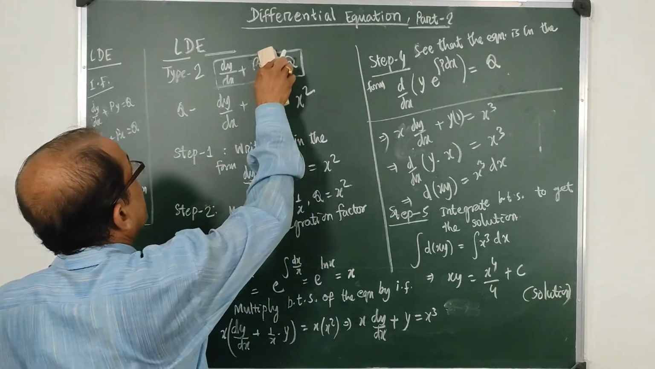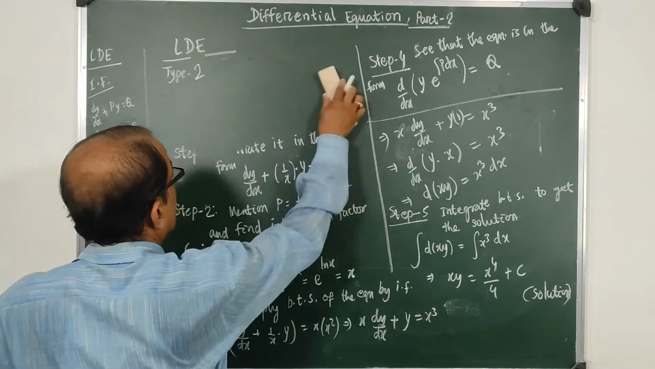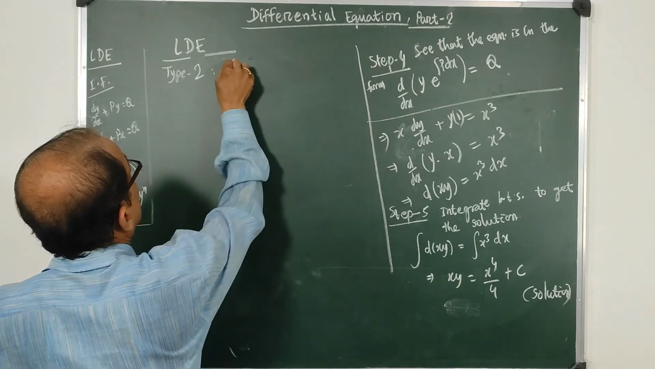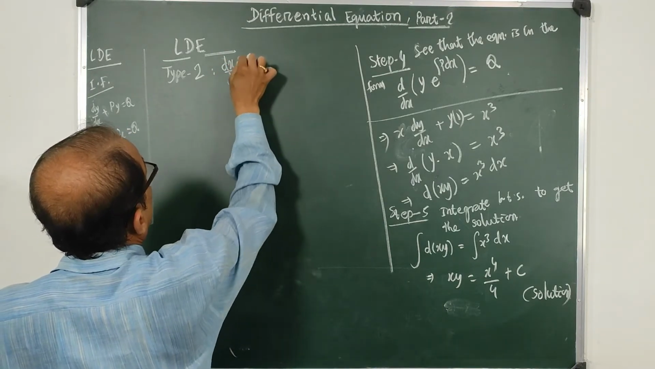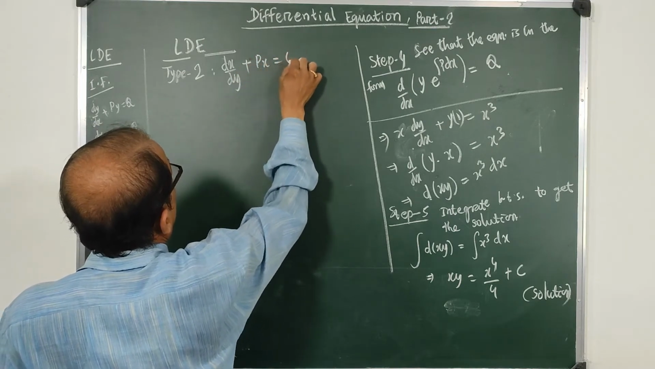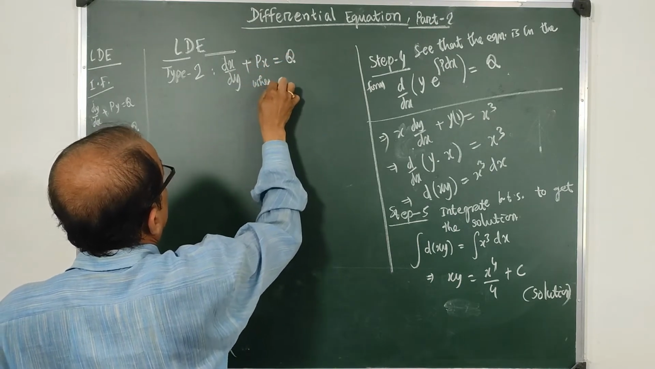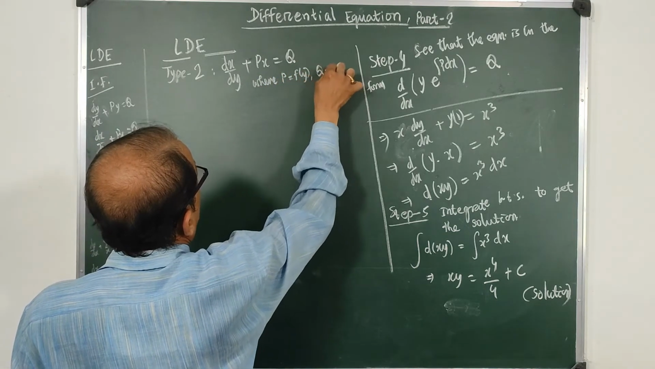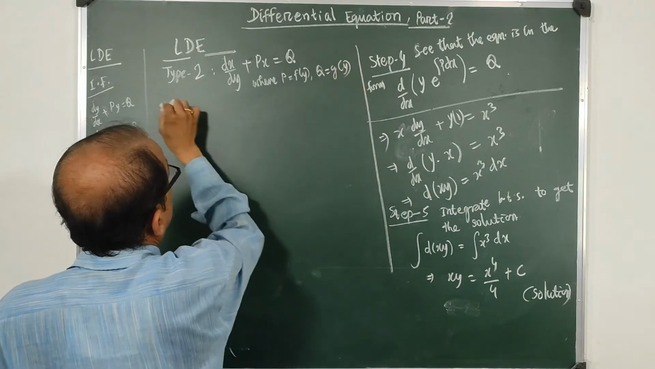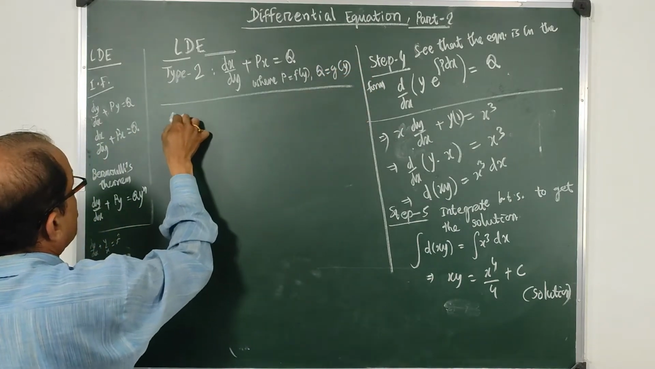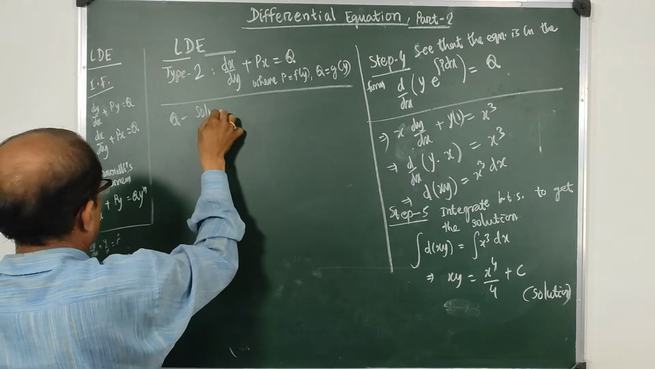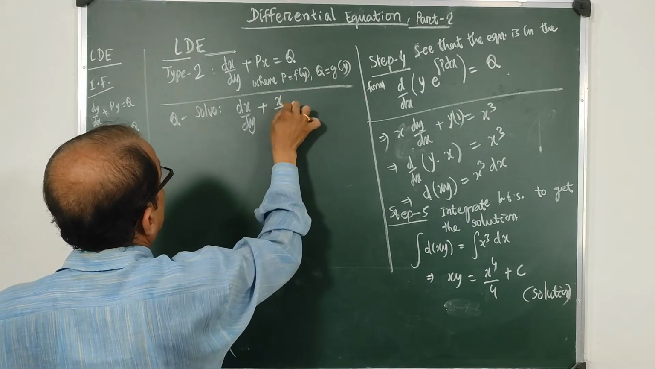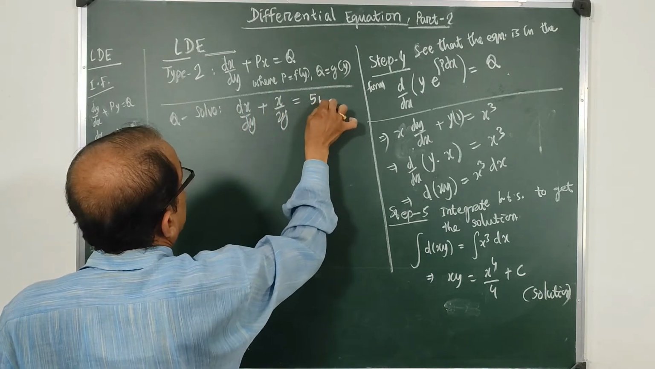Type 2 is dx by dy plus px is equal to q, where p is a function of y while q is a function of y too. Let us take a question. Solve dx by dy plus x by 2y is equal to 5y.